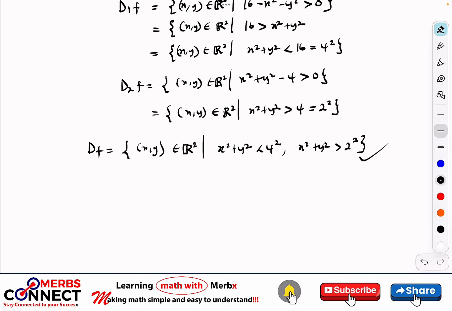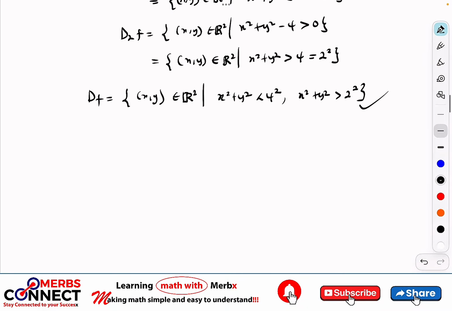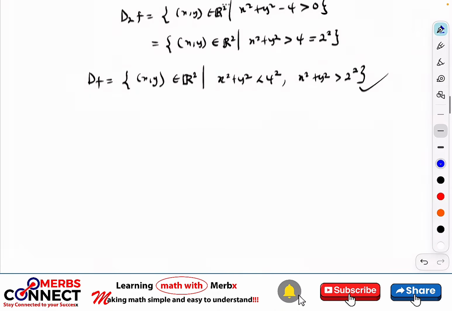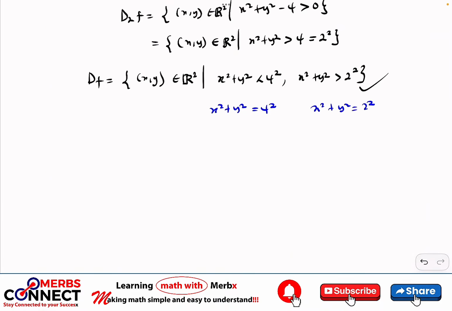So let's sketch this. This is a beautiful question because we have two circles, one being interior and one being exterior. So let's look at what is going to happen. If I want to sketch this, I'm just going to say that x squared plus y squared is equal to 4 squared, and x squared plus y squared is equal to 2 squared. Both of them are circles with center 0, 0, but the radius for this is 4 and the radius for this is 2.